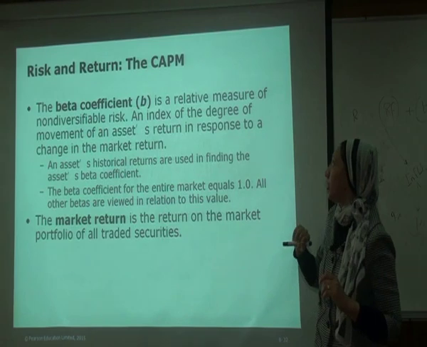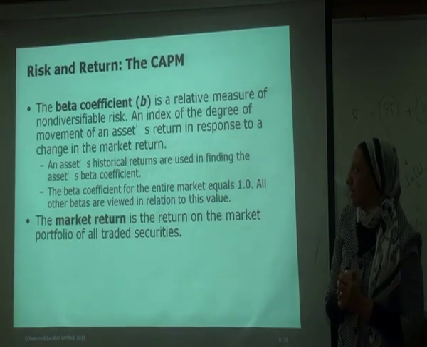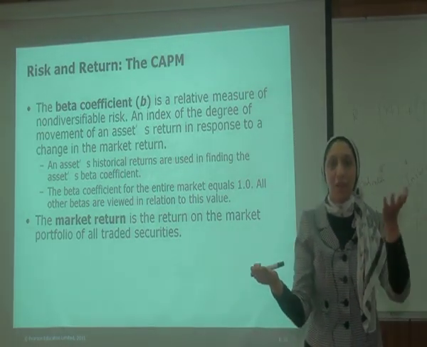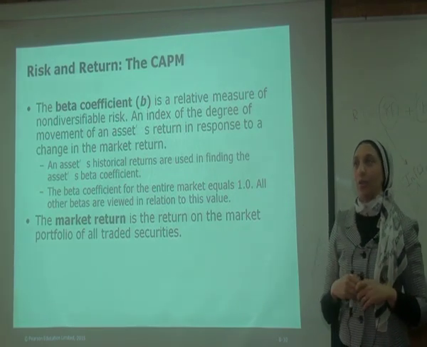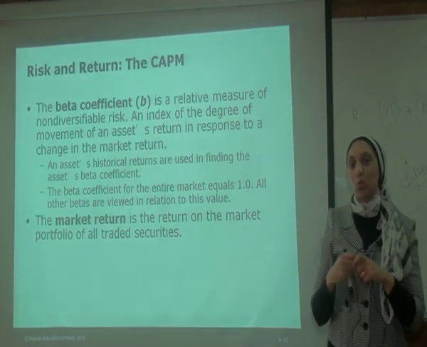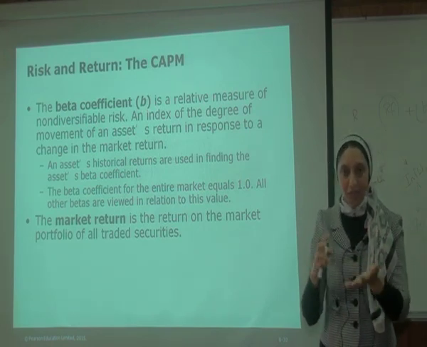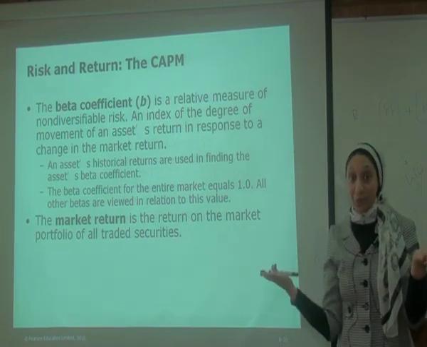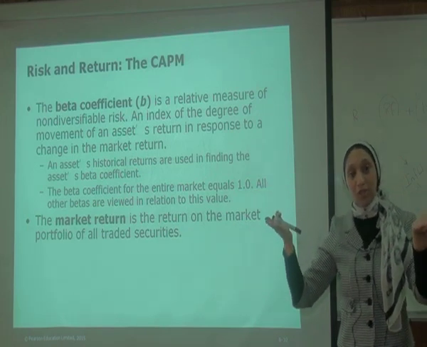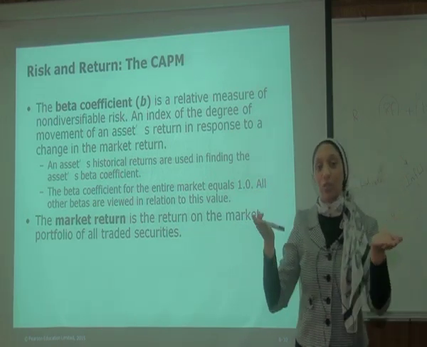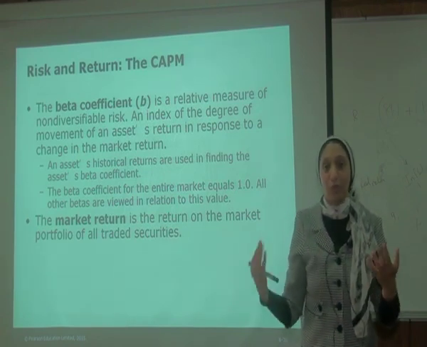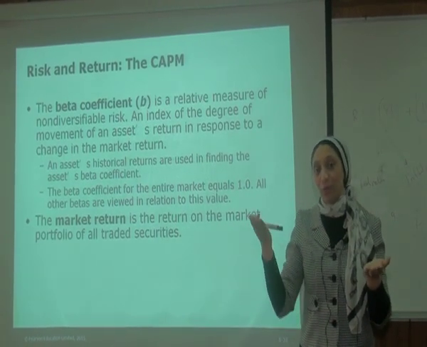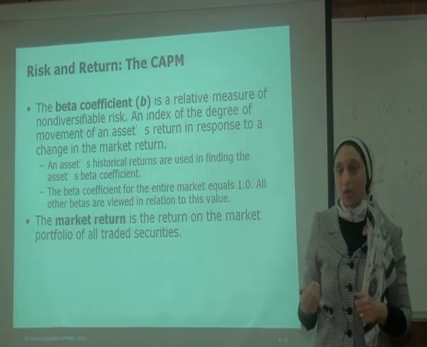So beta is the relative measure of non-diversifiable risk, meaning the relation between your asset or the stock you want to invest in and the stock market. In other words, if beta is 1, this means that when the index of the stock market increases by 1%, your stock will increase by 1%. So your stock is doing just like the stock market. It's not outperforming or underperforming the stock market. This is when beta is 1.